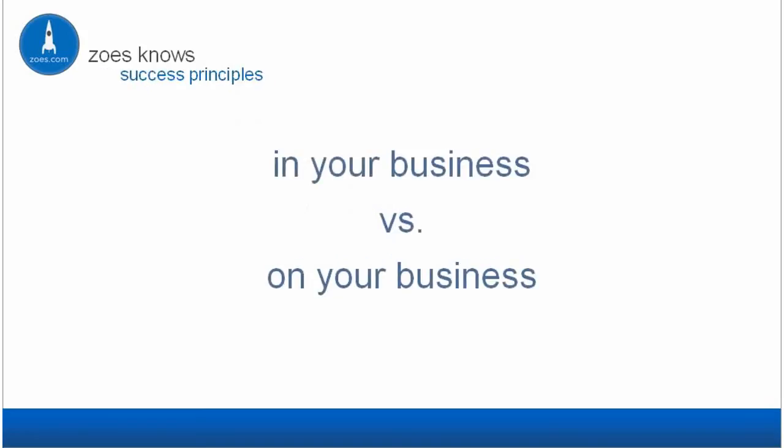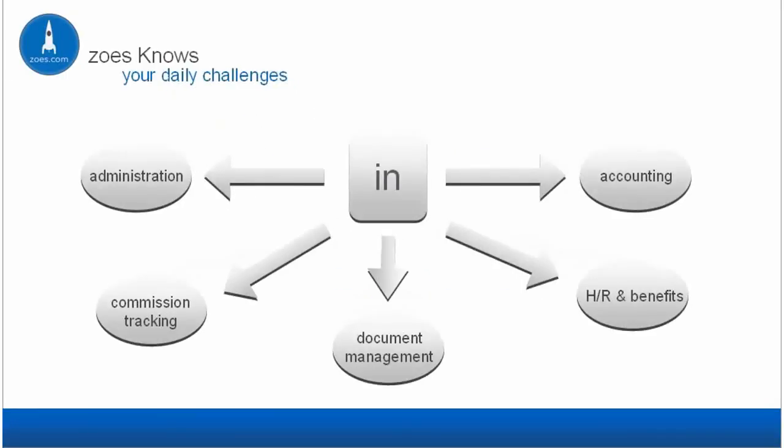Now, elite business owners teach us that we have two sides to our business, and they must be separated. You have an in-your-business side that's filled with day-to-day tasks that can really bog down a salesperson or business owner. Then there's an on-your-business side. That's where the revenue's generated, but it's often hard to get to. As an example, working in your insurance business for an insurance professional means accounting, administration, commissions tracking, document management. There's an HR and benefits side to it as well.